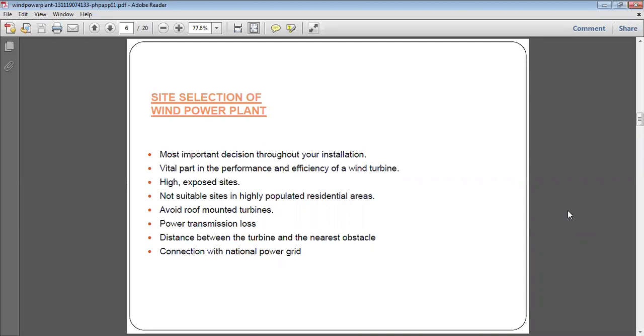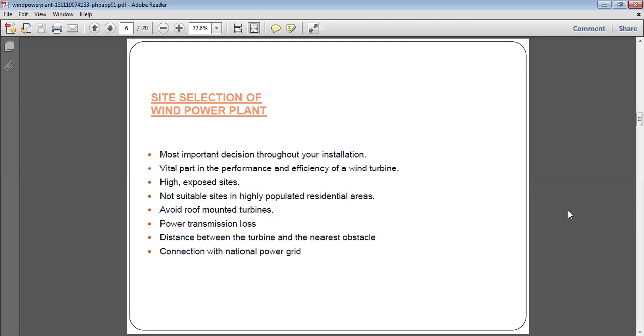Then avoid roof-mounted turbines. We normally avoid turbines mounted on roofs, because there is a lot of turbulence in this case. When the wind turbine moves, there are a lot of vibrations towards the bottom layer. The nacelle is basically the body for this, so all the movements and disturbances have to be absorbed by the body where it is installed.